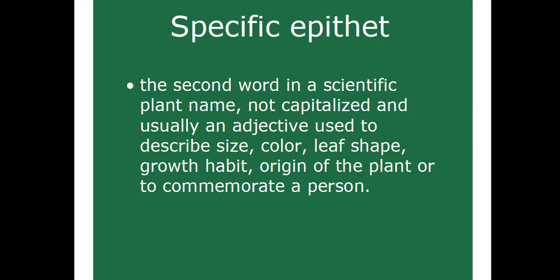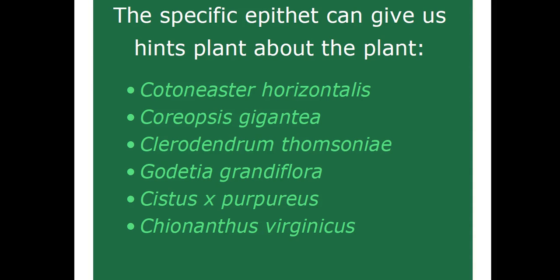All right, let's look at some species names. Species is the specific epithet, the second word in a scientific plant name. It is never capitalized and is usually an adjective that describes the size or color or leaf shape, the growth habit, the origin of the plant, or also to commemorate a person. Many other things that the species or specific epithet could describe. Of course, the specific epithet or the species name can and often does give us hints about the plant.